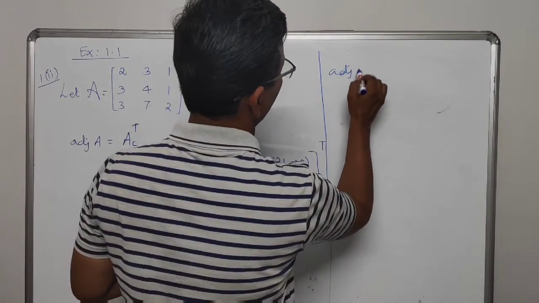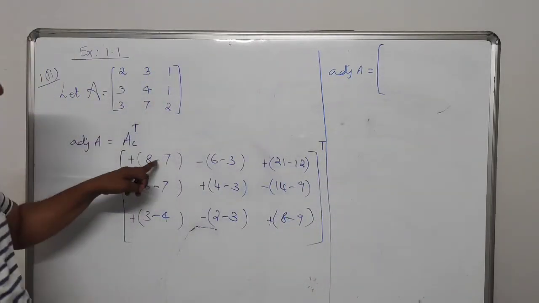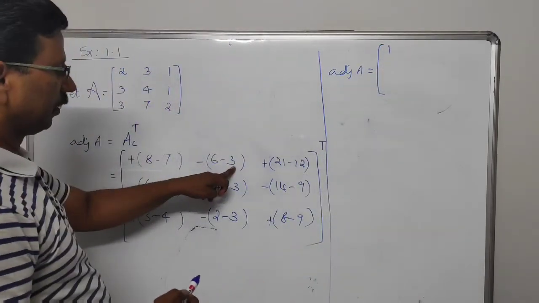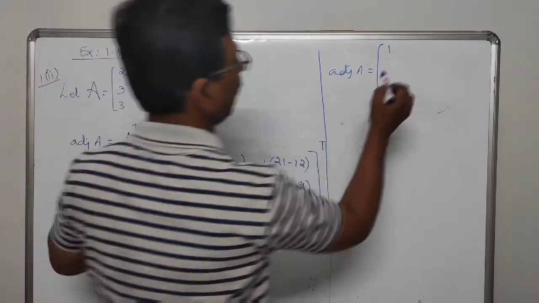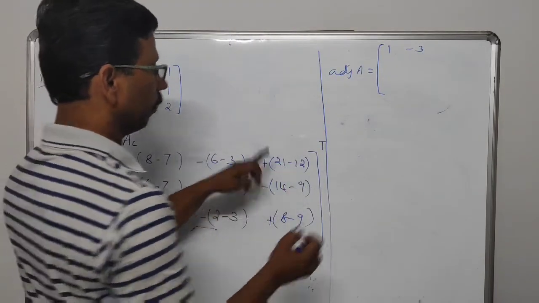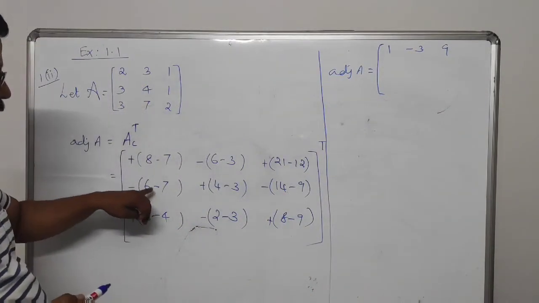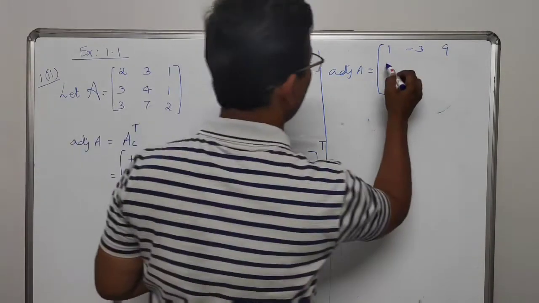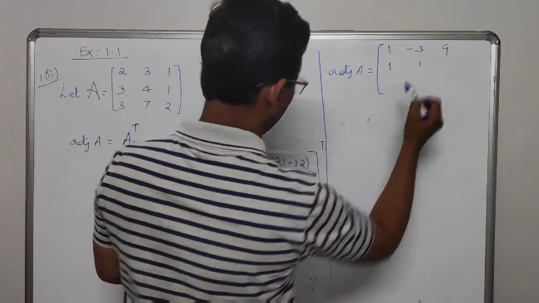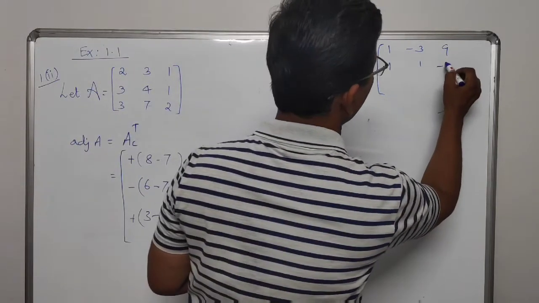Now, the same thing we can write here. The adjoint of A is equal to, first we simplify these things. 8 minus 7 is 1. You have plus, therefore you can write plus 1. 6 minus 3 is 3. You have minus, therefore you write minus 3. Then 21 minus 12 equals 9, so write plus 9. Then here, 6 minus 7 is minus 1, and minus of minus becomes plus 1. Then here 4 minus 3 is 1. Then here 14 minus 9 equals 5. Since we have minus, you write minus 5.